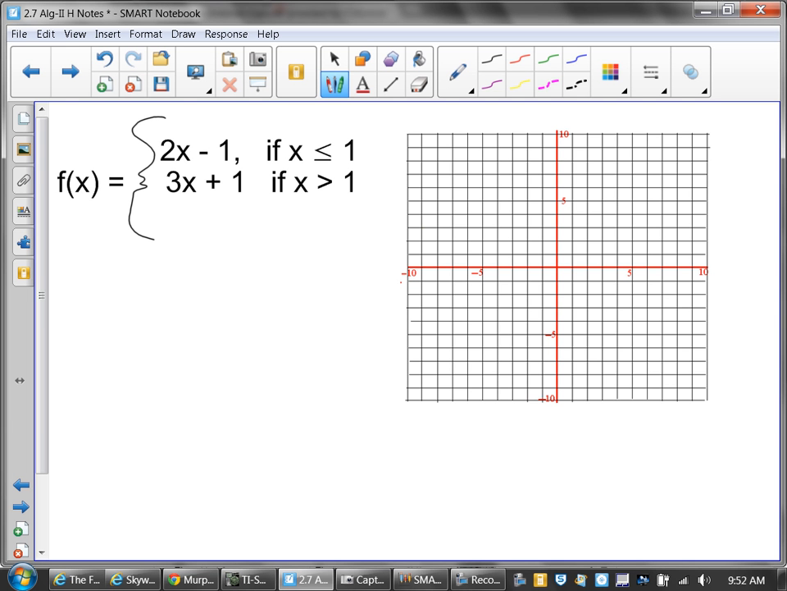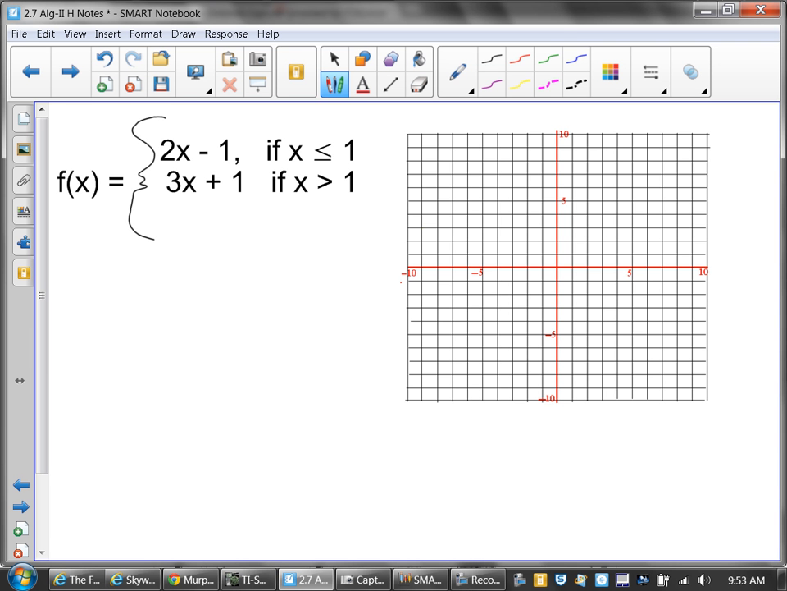Same idea. f of x equals 2x minus 1 if x is less than or equal to 1, or f of x equals 3x plus 1 if x is greater than 1. So right now I know that something's happening at the line x equals 1. That's where the things are going to shift themselves around.